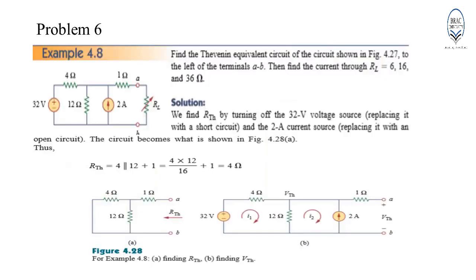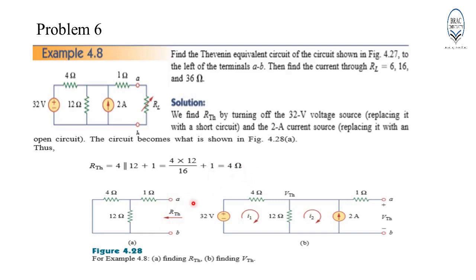Problem 6. For this particular network, we have to determine the Thevenin equivalent circuit. Well, the first step would be to determine R Thevenin. In order to do that, we have to remove the load resistance RL and deactivate all these sources. So, this is how the network will look. 4 ohm and 12 ohm are connected in parallel, and this combination is connected in series with 1 ohm. Hence, R Thevenin will be equal to 4 ohm.